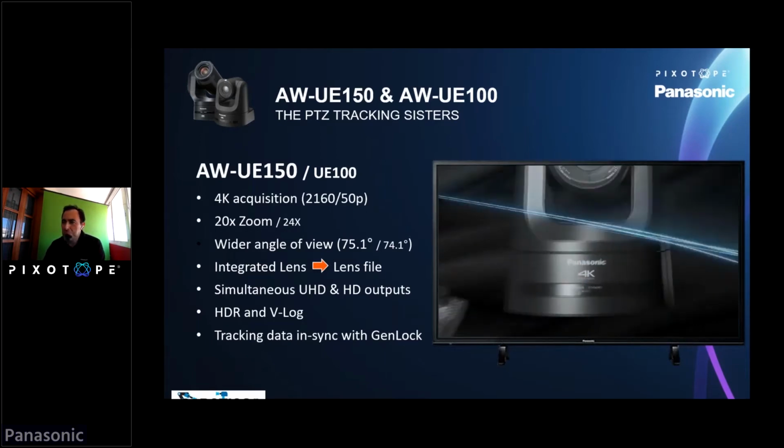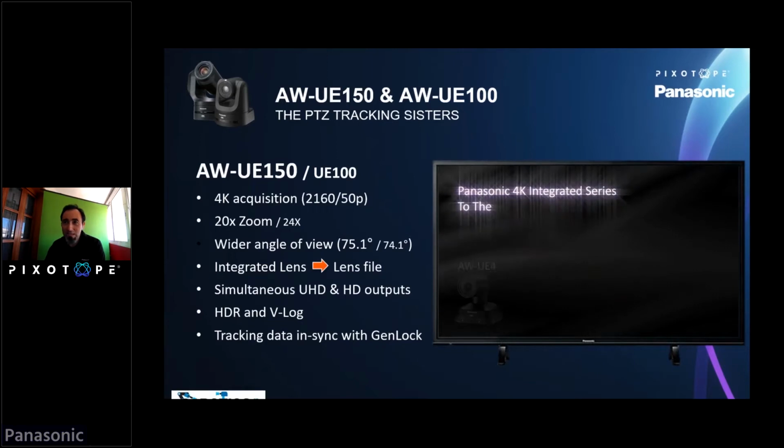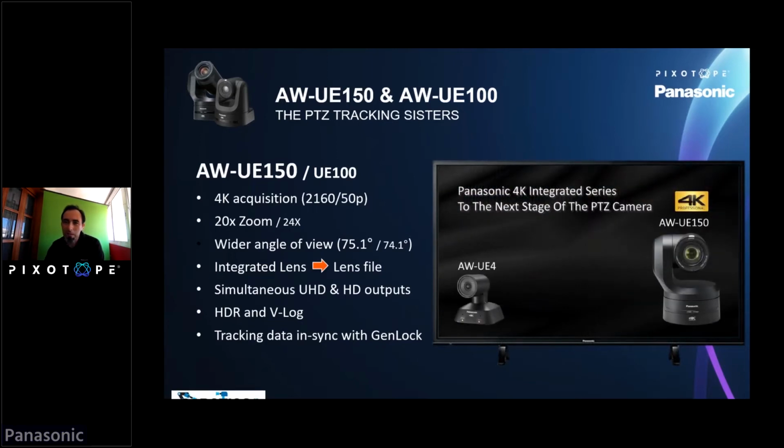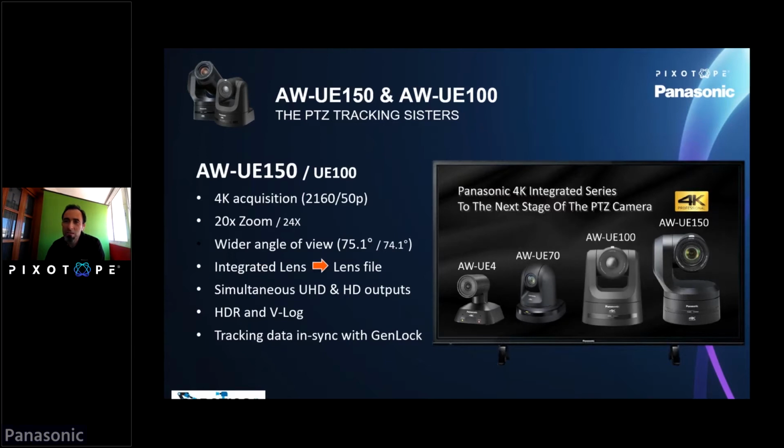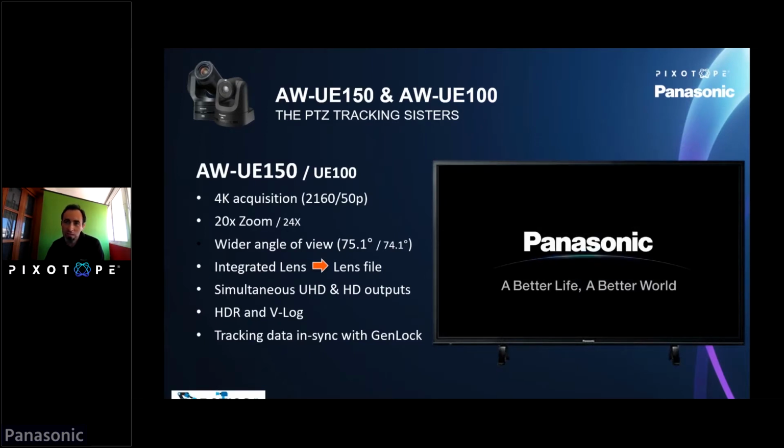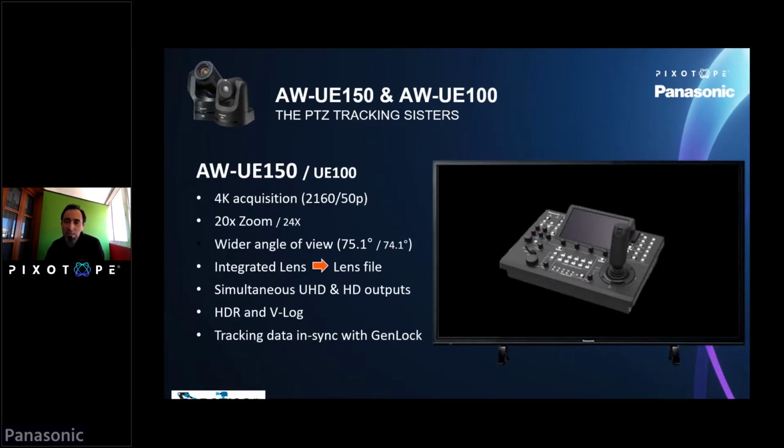The cameras are 4K, but it's also quite flexible to work in HD simultaneously. So you can choose simultaneous outputs, 4K and HD. And especially the UE150 has a couple of functions in 4K. It's HDR and V-Log that Pixotope is also using. So thanks to these two functions in the camera, the quality of the render is much better because you take the signal with more dynamic range and, let's say, closer to the sensor. So these two functions, for example, are a good advantage when using Pixotope.